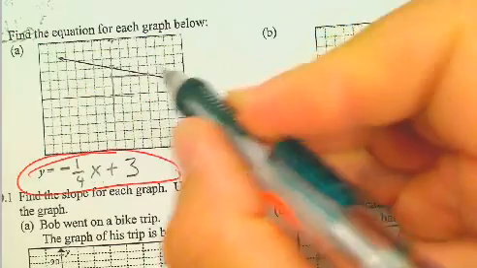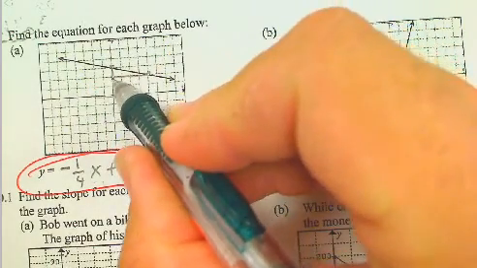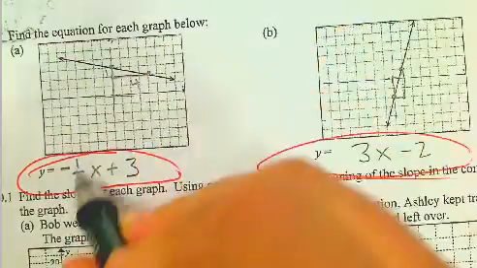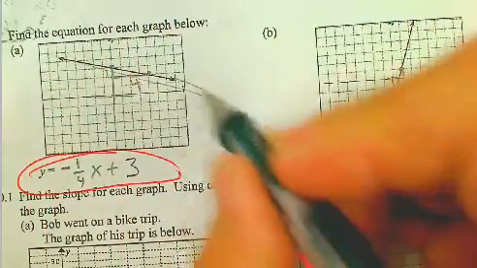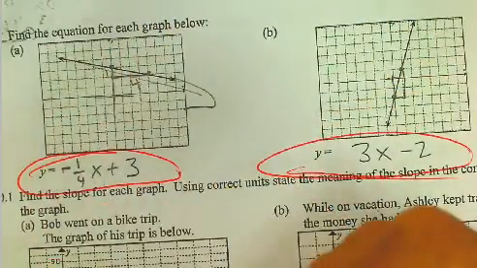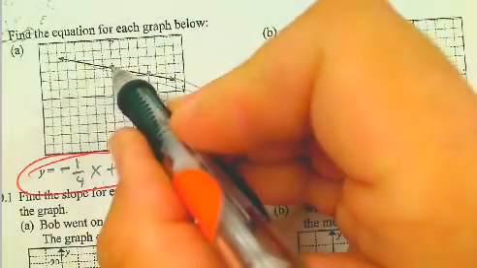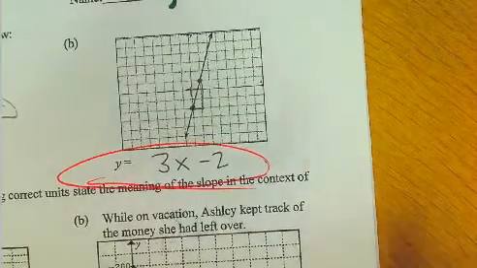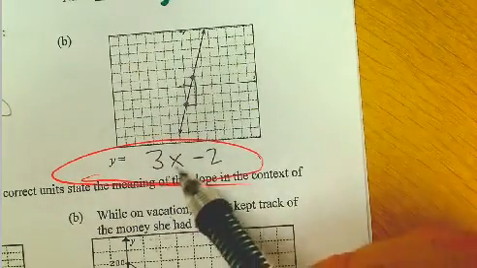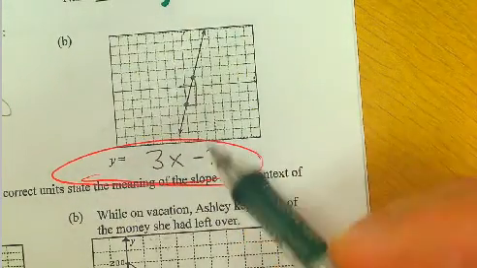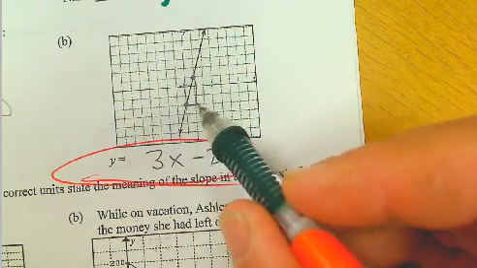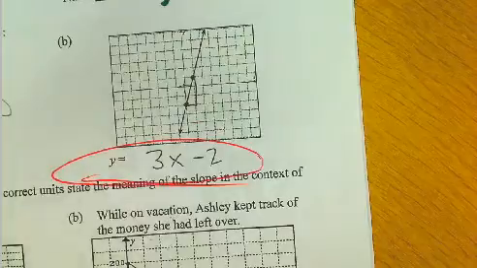I put a dot on my graph. Rises 1, runs over 4, so that's 1 over 4, but it's going downhill from left to right. So that's a negative slope. Y-intercept's at positive 3. So y-intercept's at 0, negative 2, and the slope goes up 3 over 1. Up 3 over 1. So that's 3.